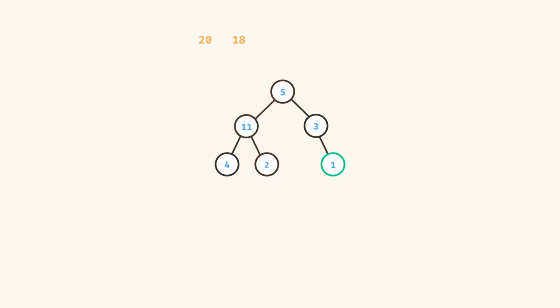And the only other option is this final path from 5 to 1. If I do 5 plus 3 plus 1, that gives me a total sum of 9. And now among those 3 options, I want to choose the maximal path sum, so that would be a final answer of 20. So in the long run, we need to come up with some code that computes the maximal path sum from the root to any leaf.